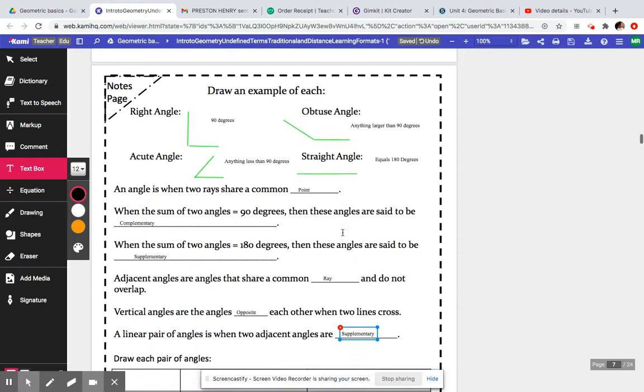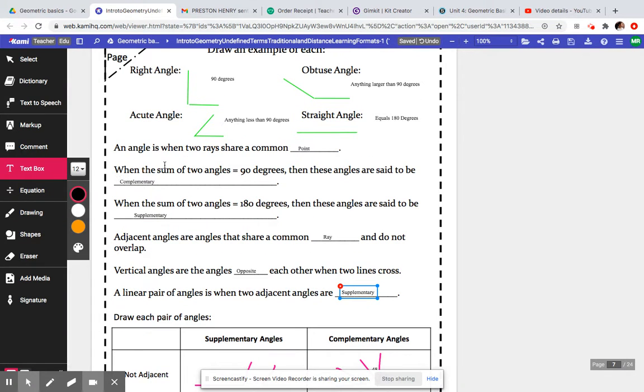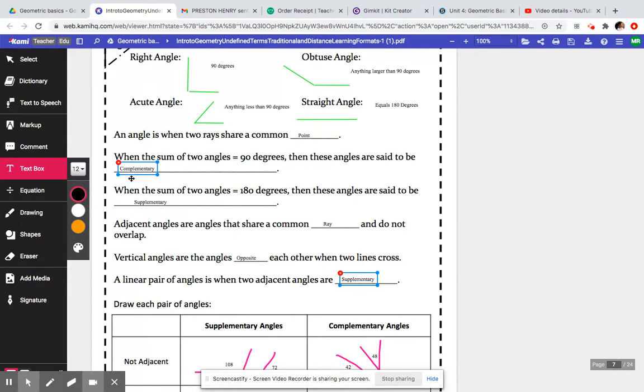Let's scroll down and fill in some blanks and learn some more vocab words. An angle is when 2 rays share a common point. When the sum of 2 angles equals 90 degrees, then these angles are said to be complementary. When the sum of 2 angles equals 180 degrees, then these angles are said to be supplementary. People tend to get complementary and supplementary confused, but we'll build on these in the future. I just want to make sure you have a clear understanding of the definitions right now.